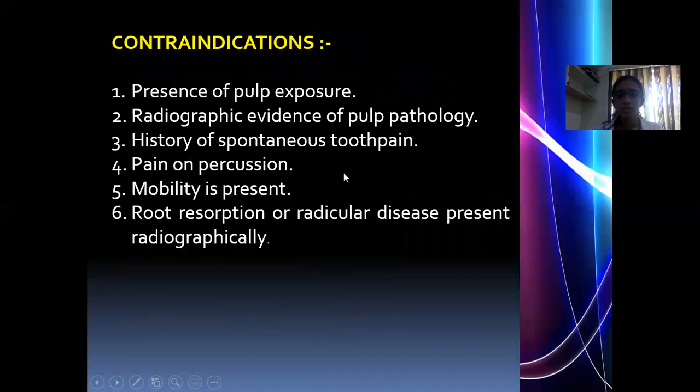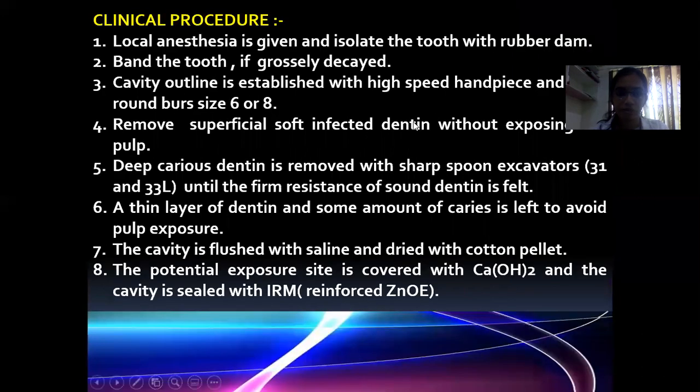The contraindications for indirect pulp capping are a presence of pulp exposure, radiographic evidence of pulp pathology, a history of spontaneous pain, pain on percussion, presence of mobility, root resorption, or radicular disease present radiographically. So coming to clinical procedure, first local anesthesia is given and the tooth is isolated with a rubber dam. We can band the tooth if the tooth is grossly decayed.